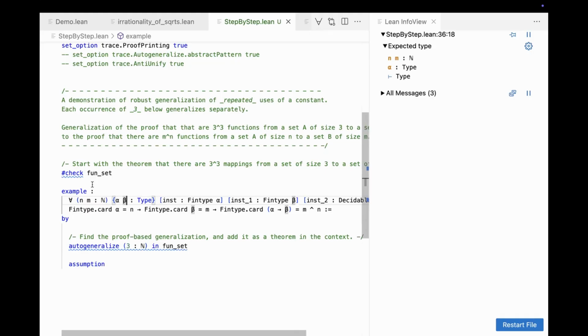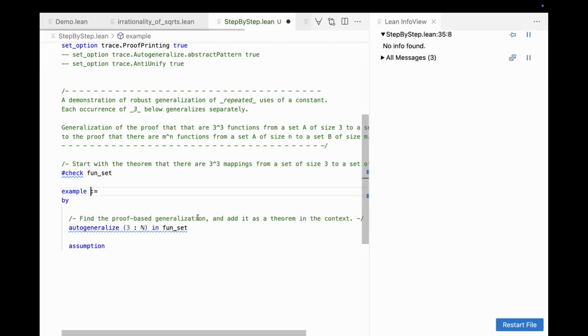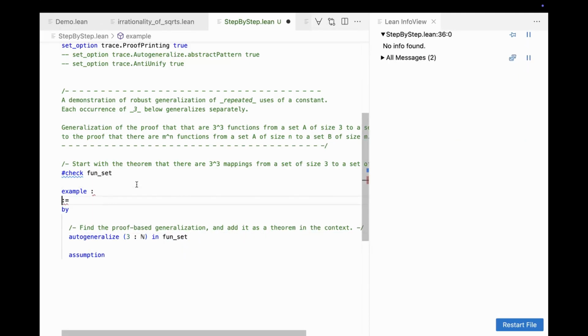Also, just to address your first question, here we have the example and the theorem statement written, and I can remove the theorem statement, and this function still runs. It still adds the more general theorem to the context. And you can proceed now.